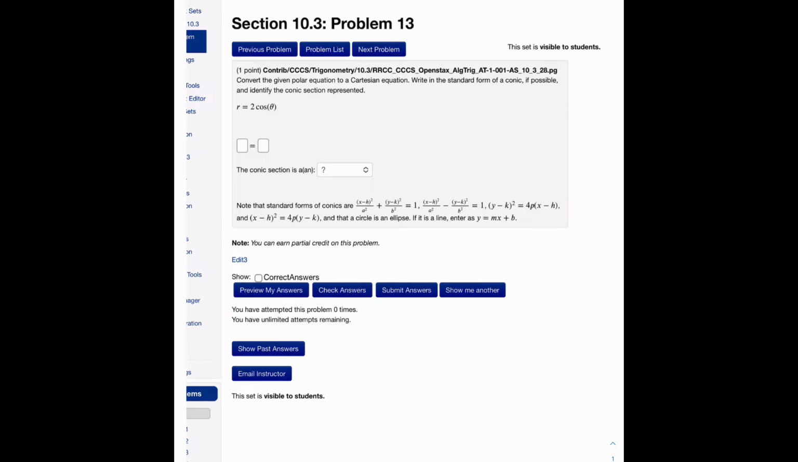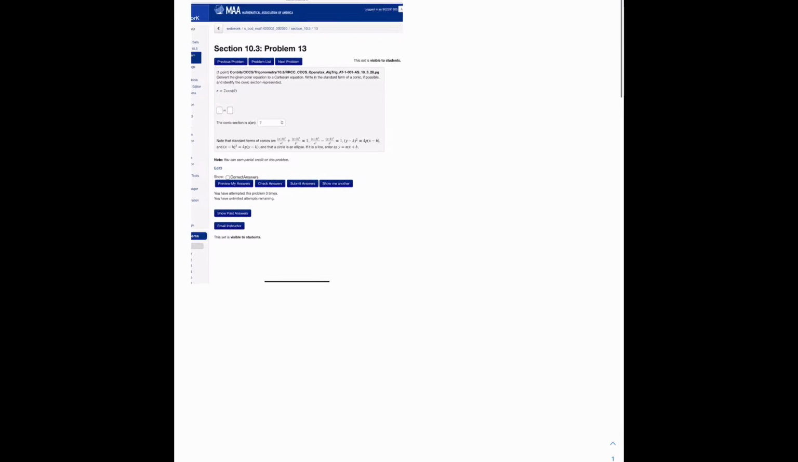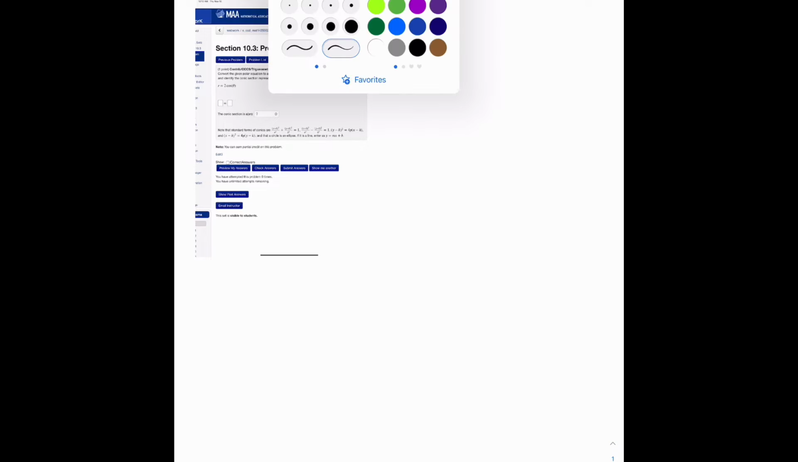We're going to convert first into Cartesian, and then we're going to write it in a standard form for the conic section. So here is my equation. r equals 2 cosine theta. We know that r cosine theta is equal to x, but here we only have cosine theta. That means we need an r there. So what I'm going to do here, I'm going to multiply both sides of the equation by r. That will give me r squared is equal to 2r cosine theta.